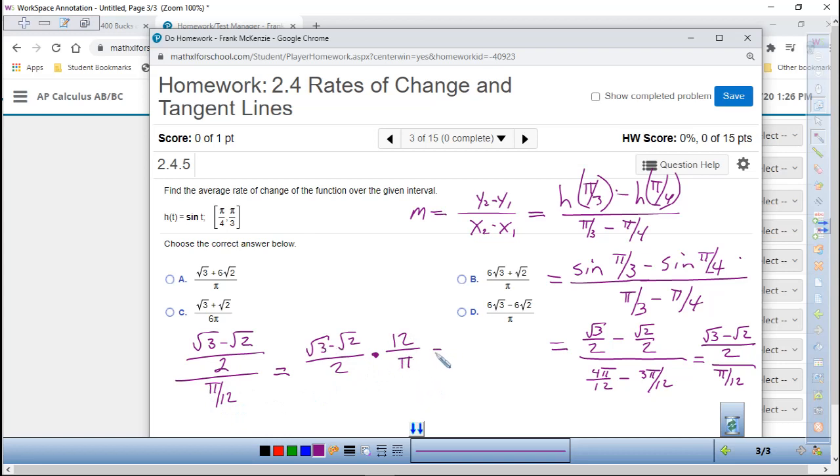So at that point, all we have to do is cancel. So we got that, and that's going to be 6. So we end up with 6 times the square root of 3 minus the square root of 2 all over pi. Then when we distribute that through, that's going to be one of these answers over here. So 6 square roots of 3 minus 6 square roots of 2 over pi, so it's going to be D.